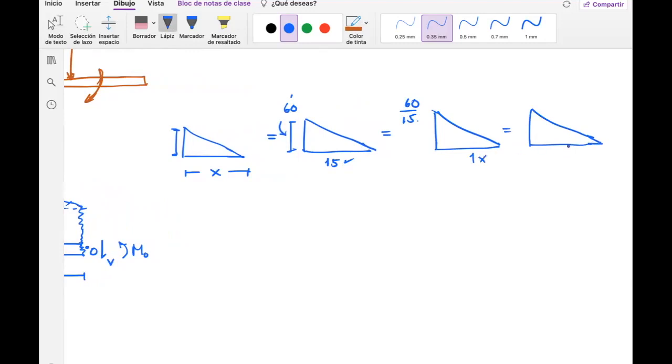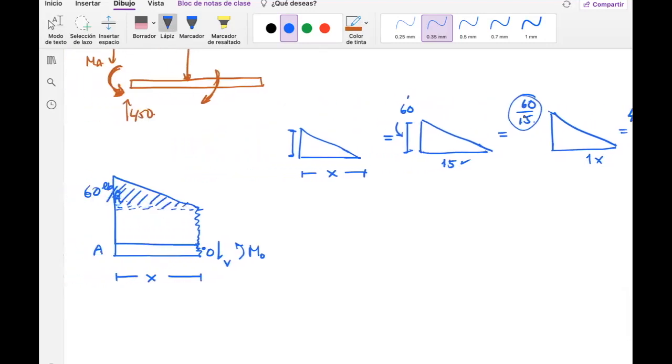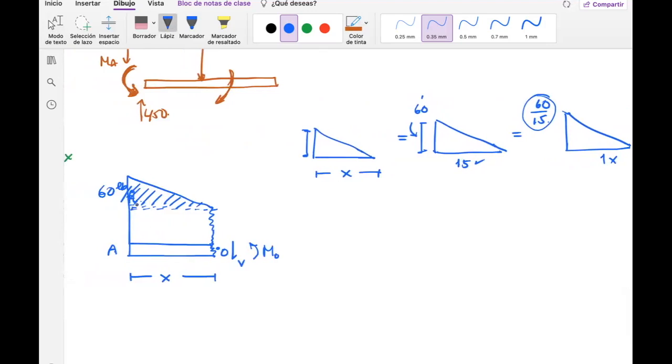Now I'm going to multiply this guy by x. So this one is x, and in this case, this one is going to be 4x. Therefore, now I have the same triangle here. This one is my base x. Got it. And this little height here is not 60. It's actually 4 times x. That's the height of this little triangle there.